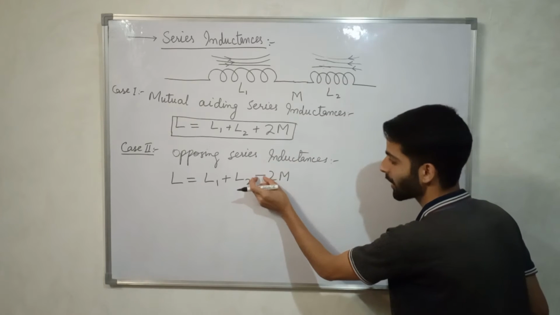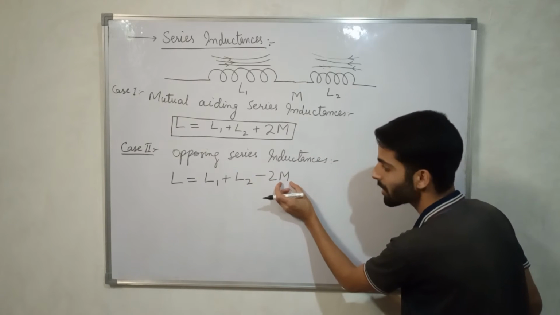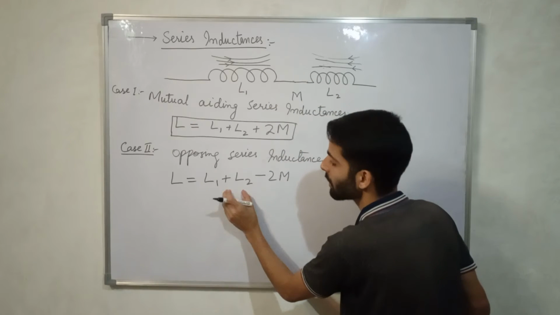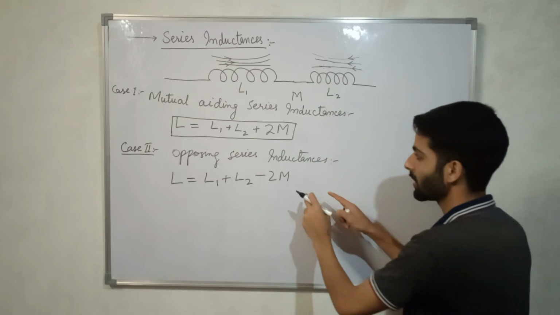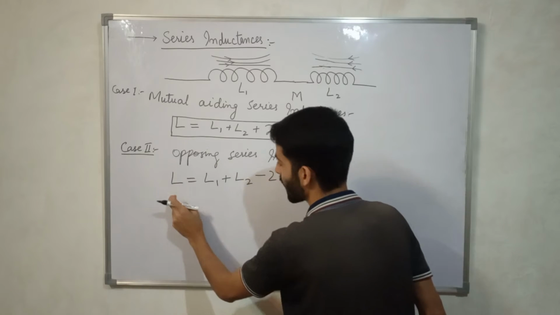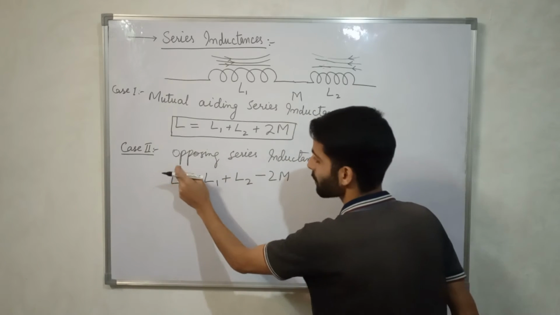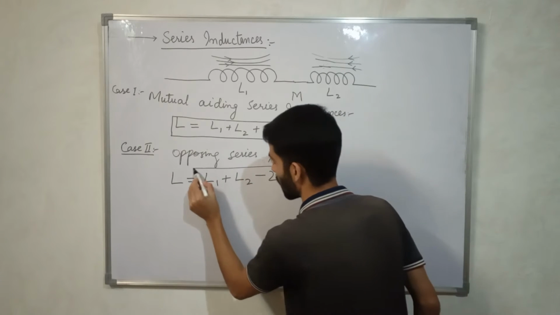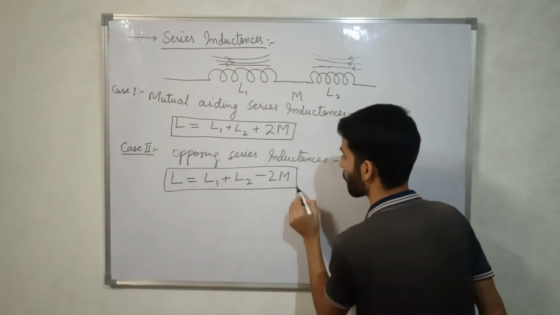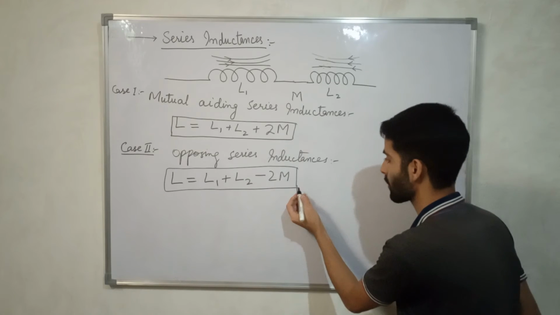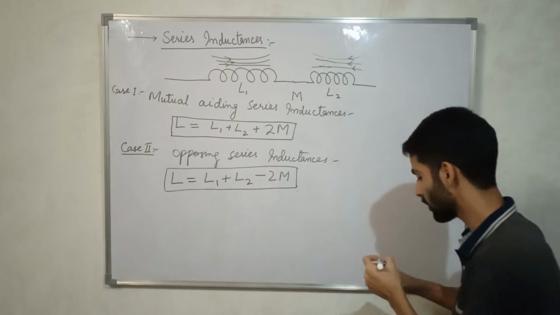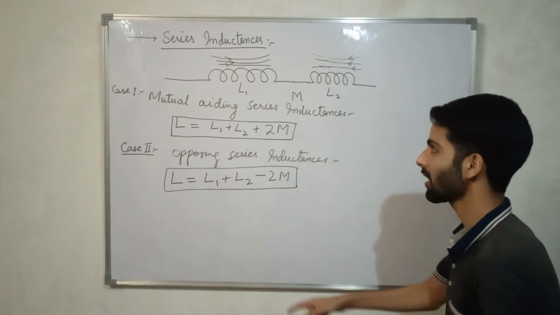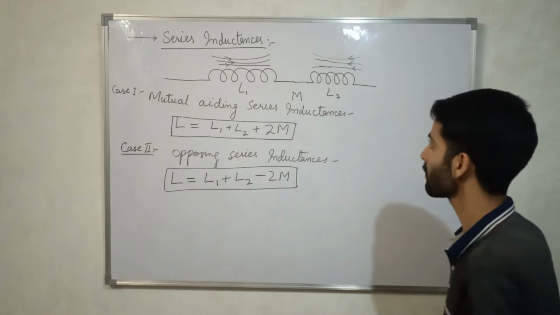What will this minus sign denote? That M, the mutual inductance between those two, is opposing the individual self inductances, and this gives rise to the total aggregate inductance like this one, and this will be lesser than the earlier one. Okay, this is the series inductances. One more thing, if those two inductances are in series, the current will be same.